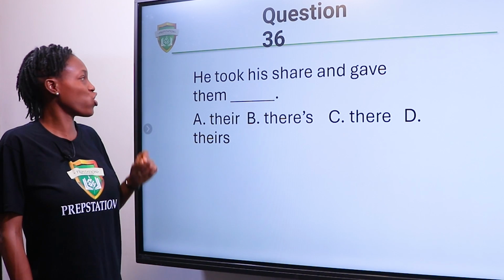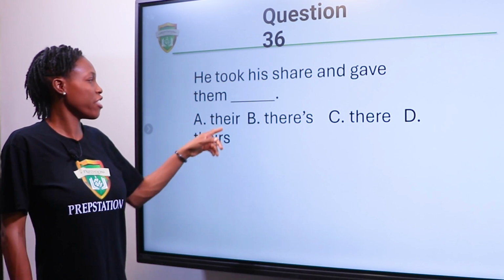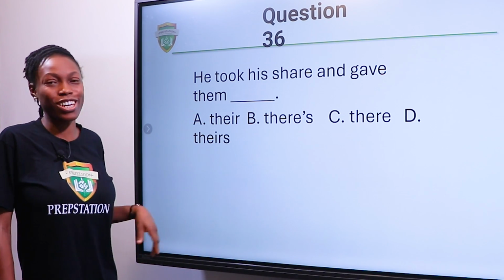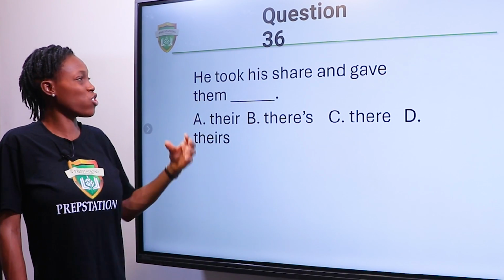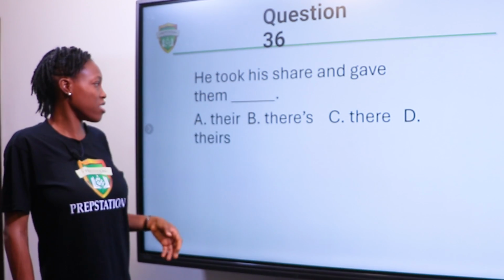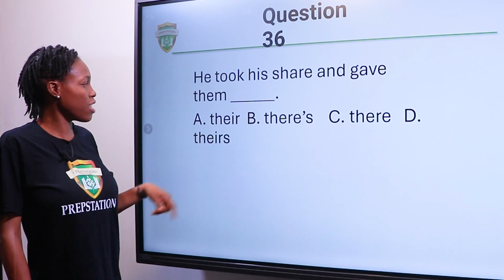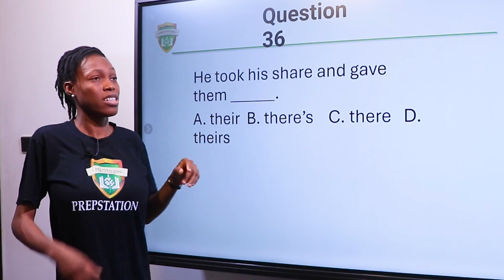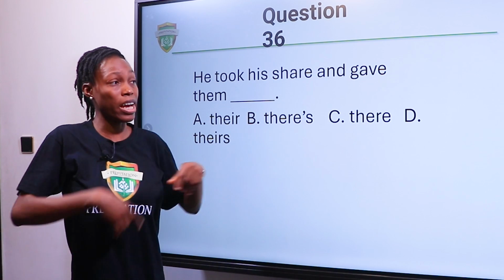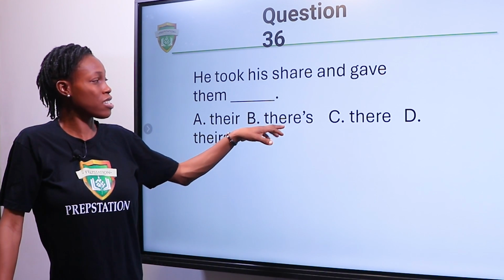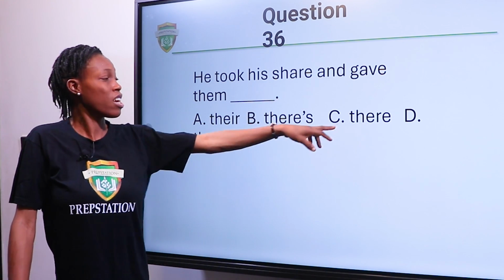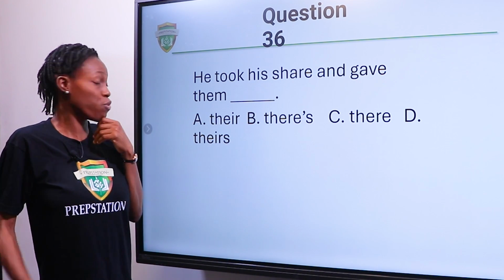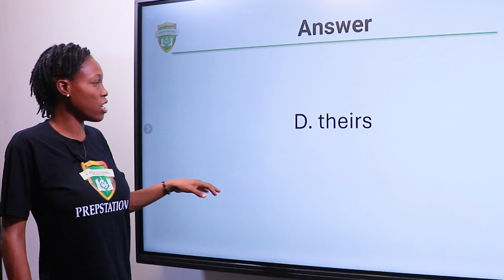Question: he took his share and gave them dash. There, theirs, there, and theirs. Okay, now look at this. He took his share and gave them theirs. This is it. The answer: theirs, that is belonging to them. There is a place, over there, and theirs. So the answer is theirs.